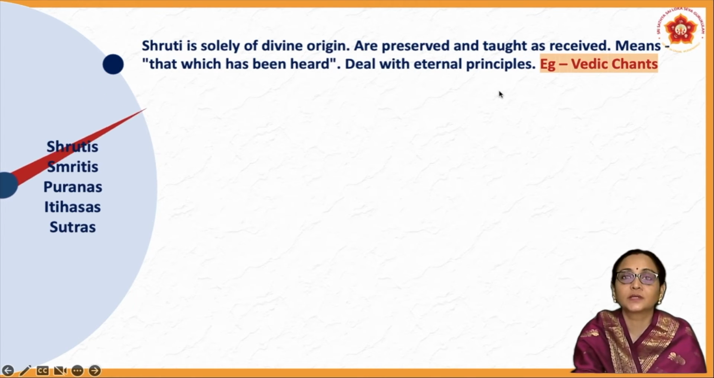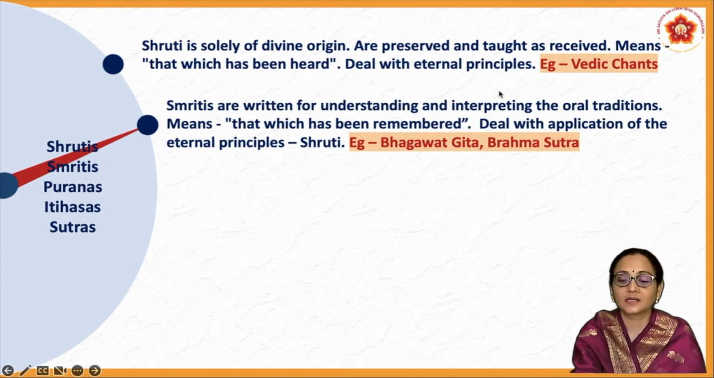Next comes Smritis. Smritis are necessarily towards understanding and interpreting the oral traditions. And the word Smriti literally means that which has been remembered. Smritis deal with the practical application of Shrutis, that is, eternal principles. So, this is the difference between Shruti and Smriti.